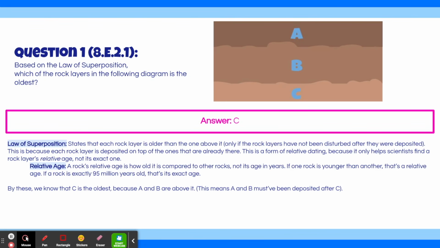If one rock is younger than another, that's a relative age. If a rock is exactly 95 million years old, that's its exact age. By these, we know that C is the oldest because A and B are above it. This means that A and B must have been deposited after C.